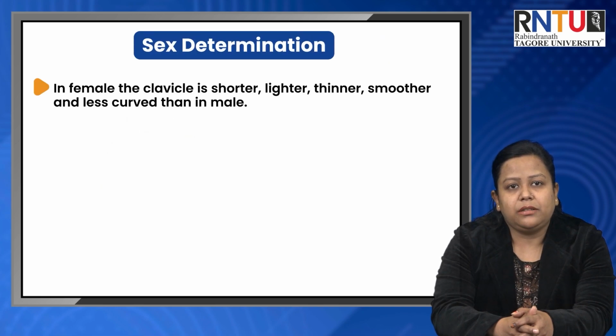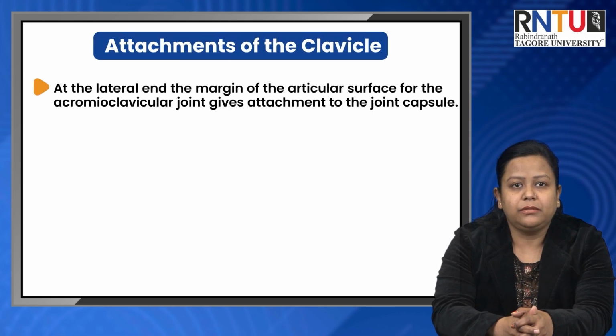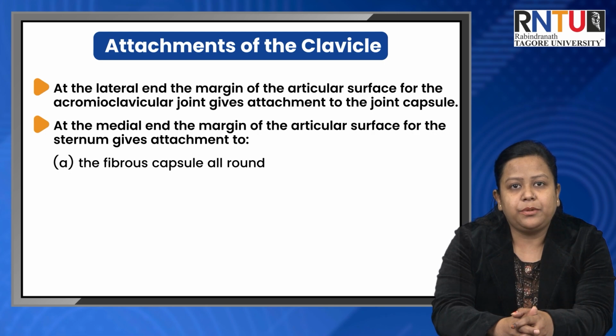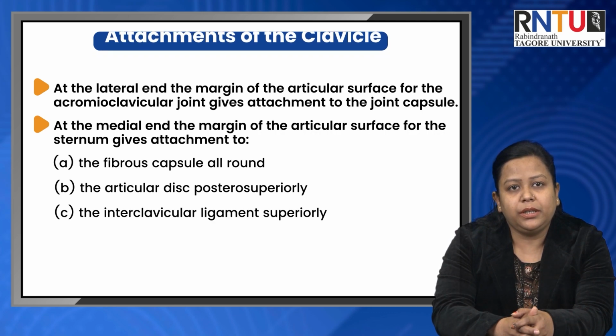Sex determination. In female, the clavicle is shorter, lighter, thinner, smoother and less curved than in male. Attachments of the clavicle. At the lateral end, the margin of the articular surface of the acromioclavicular joint gives attachment to the joint capsule. At the medial end, the margin of the articular surface for the sternum gives attachment to, first, the fibrous capsule all around, second, the articular disc posterior-superiorly, third, the interclavicular ligament superiorly.